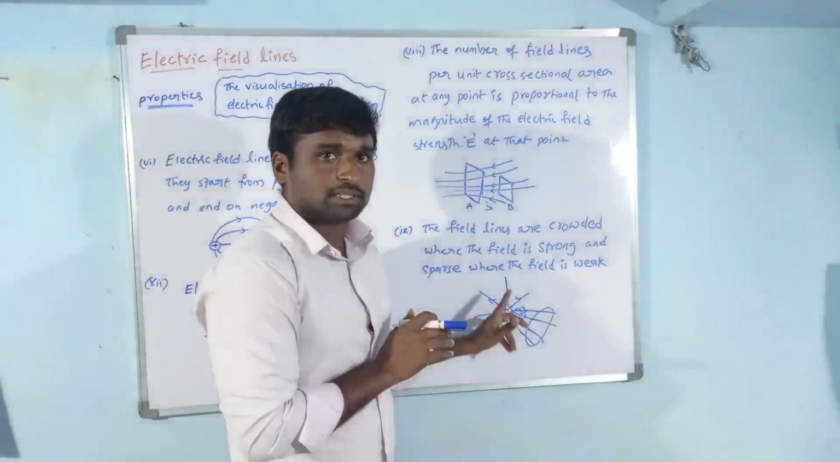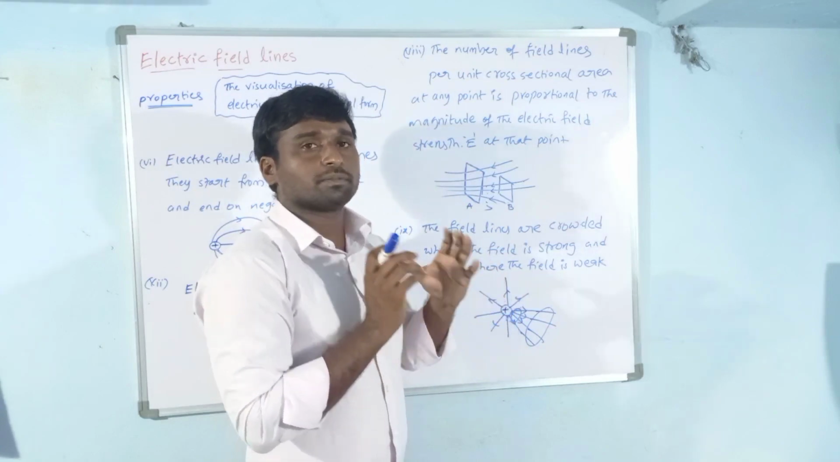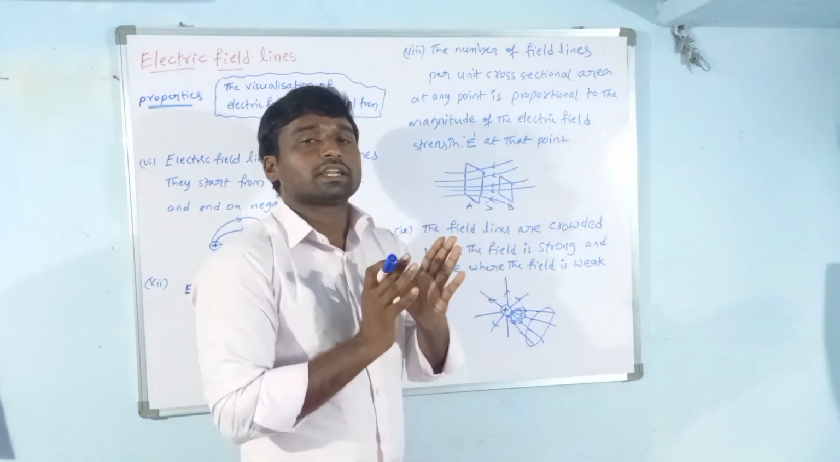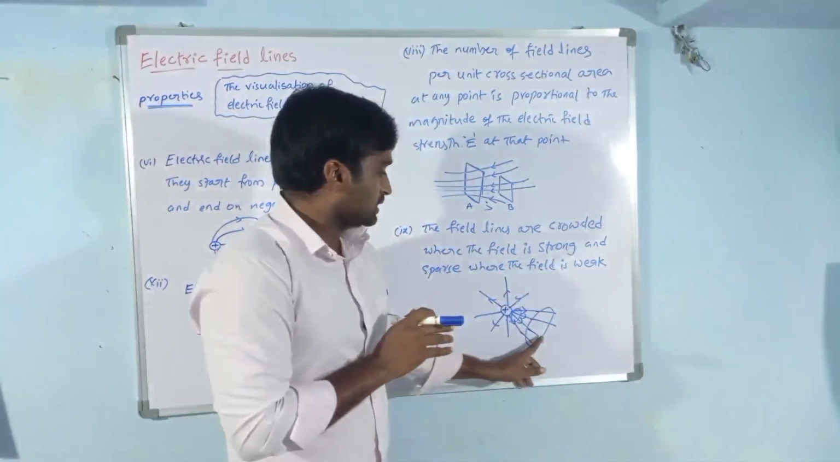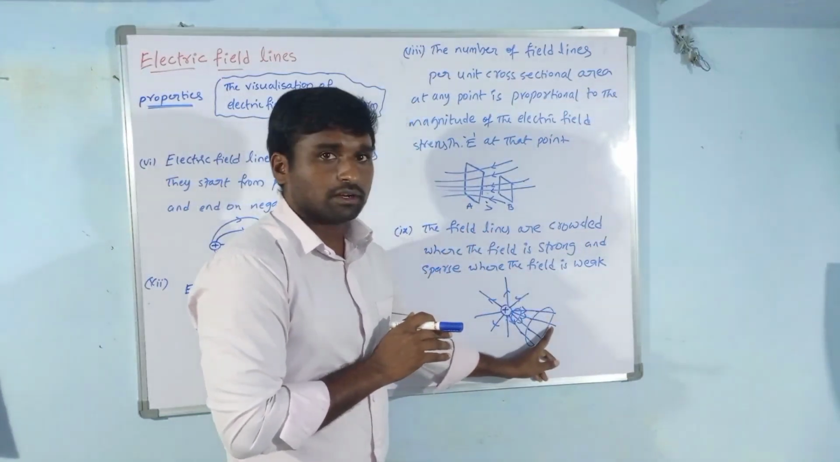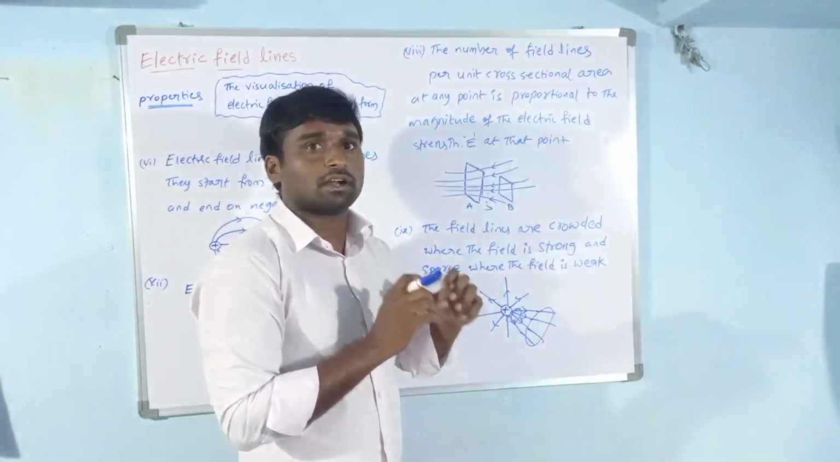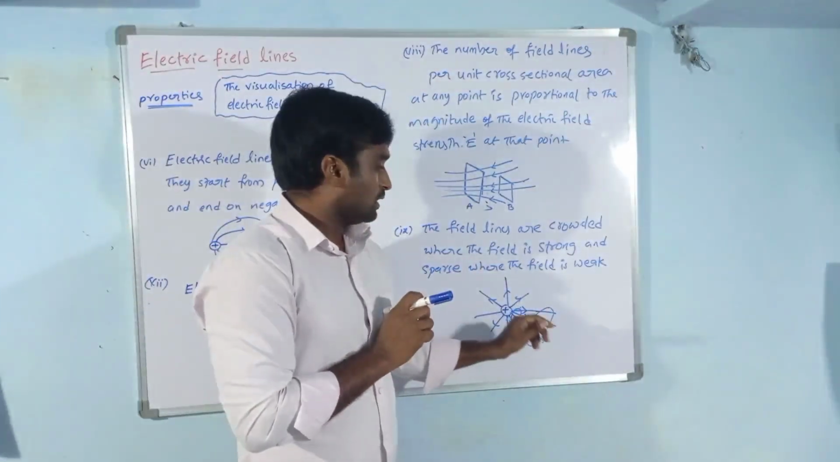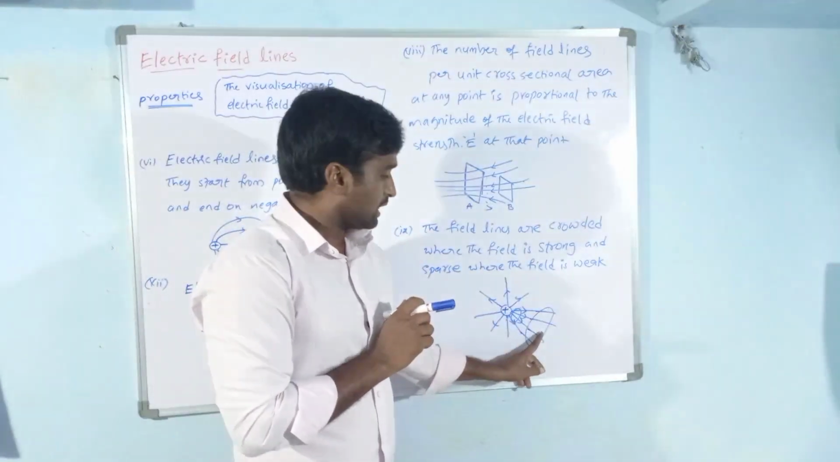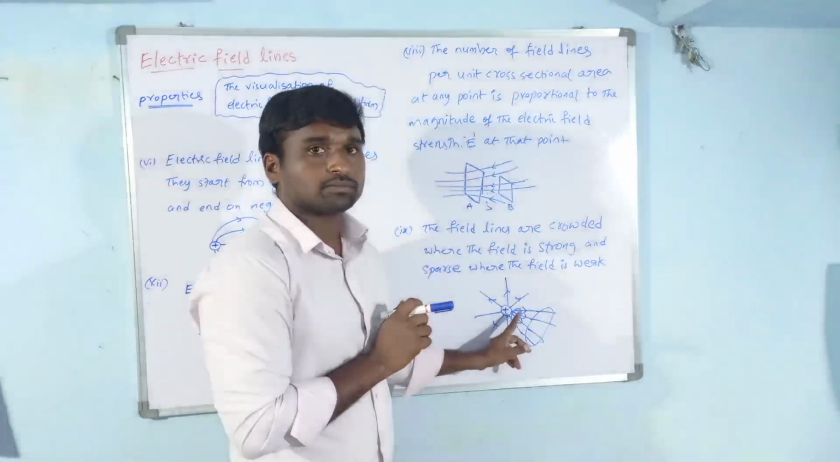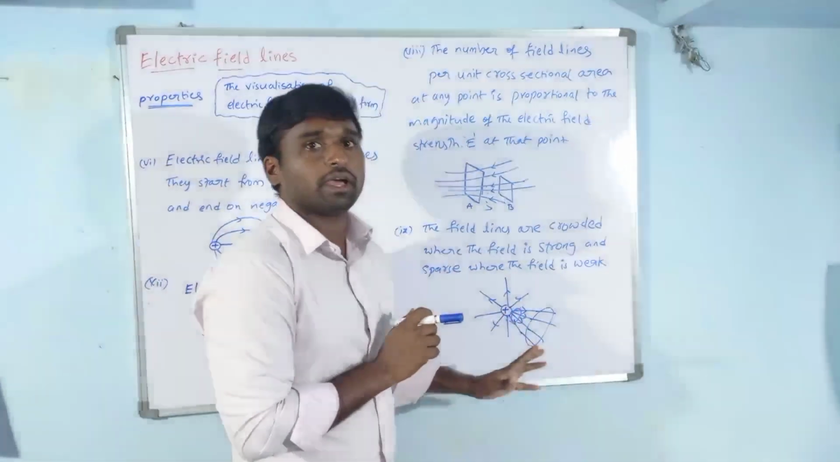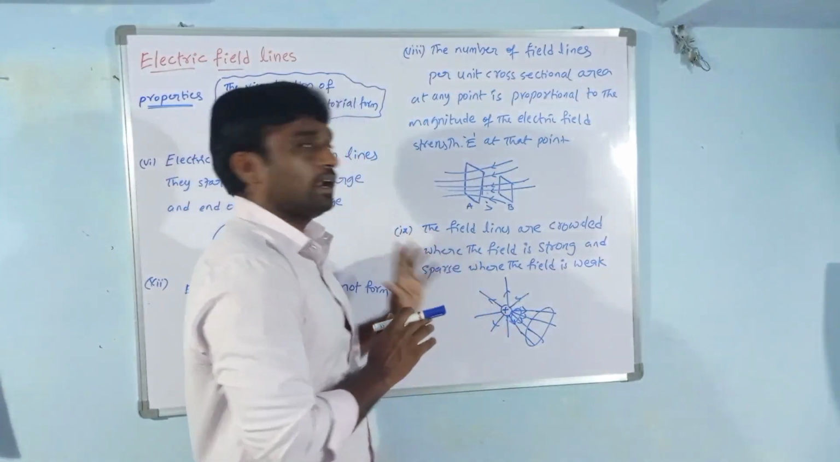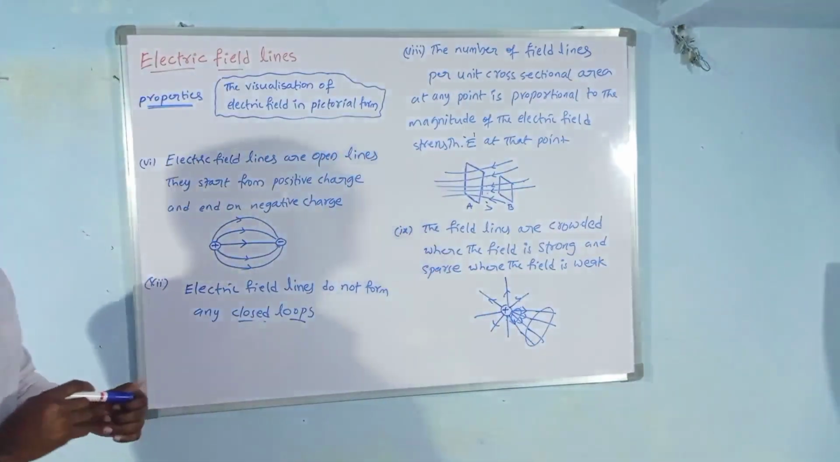So why will there be a strong field? The electric field lines are crowded, but in this region at the surface, the electric field lines are not crowded. They are dispersed from each other. That's why there will be a weak electric field. In this region there exists a strong electric field. So this is the ninth property. Next, the 10th property.